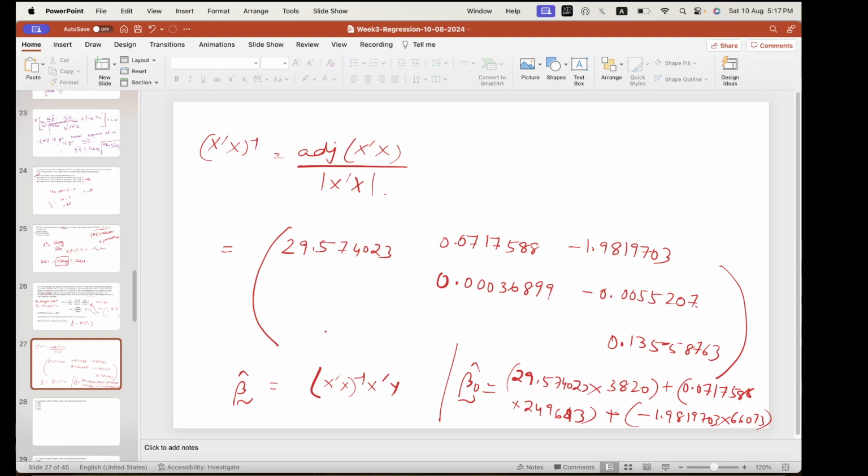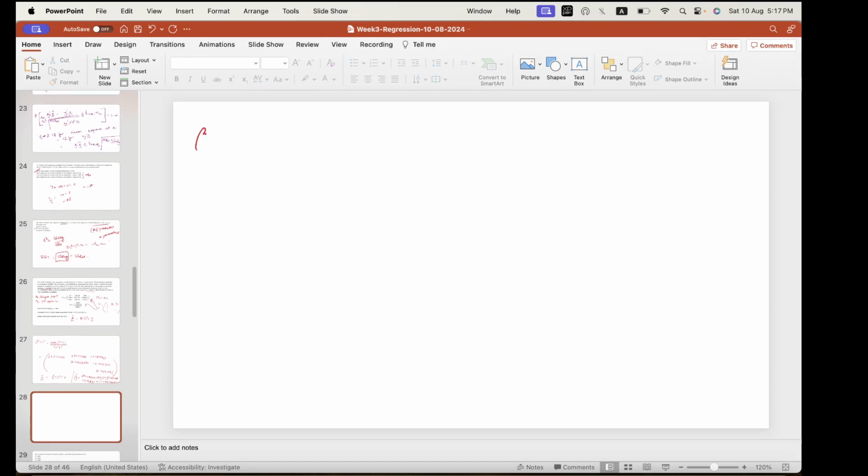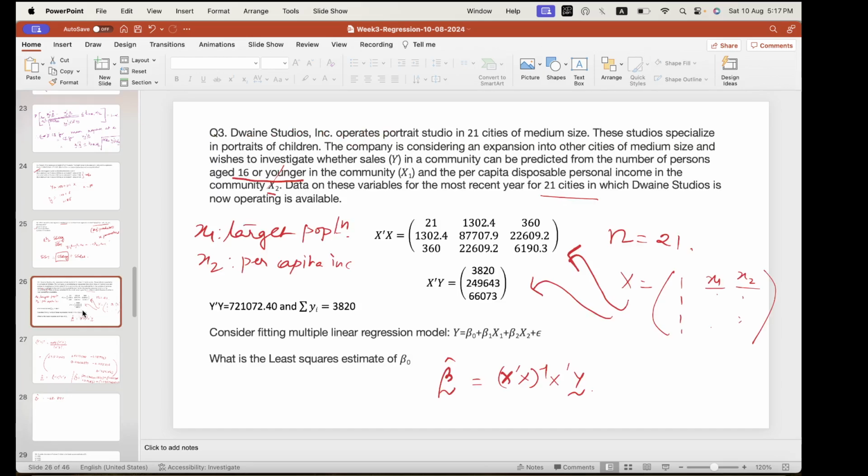So if we calculate, this value will come close to minus 68.857. Okay, this would be the least square estimate of beta naught.